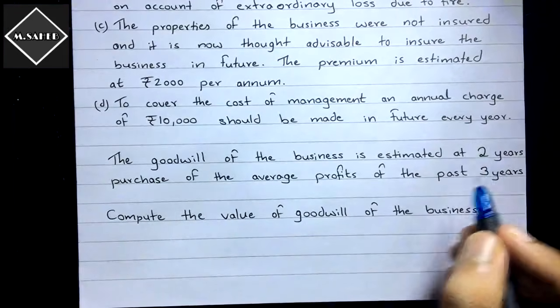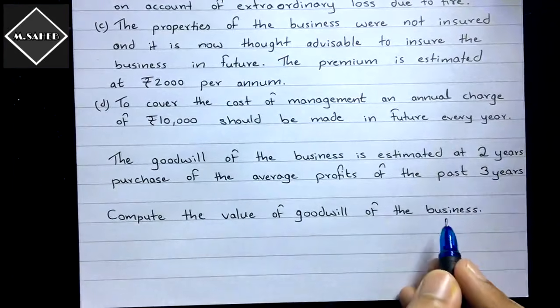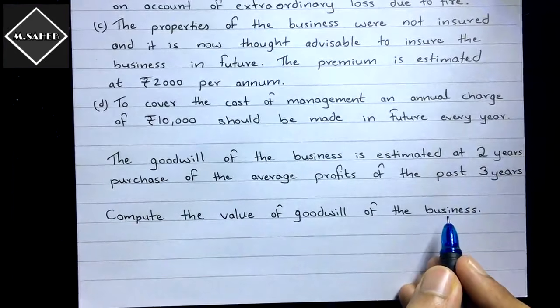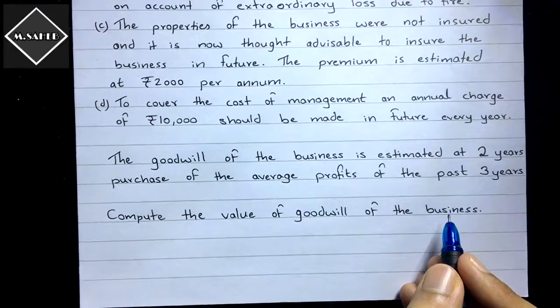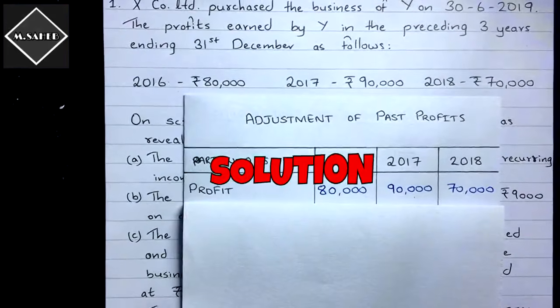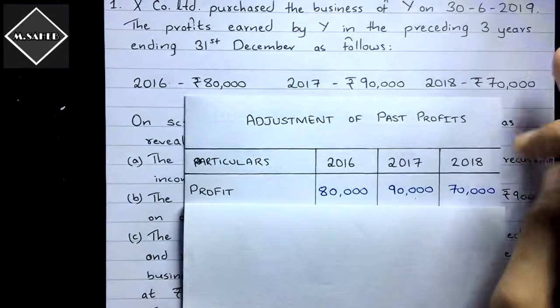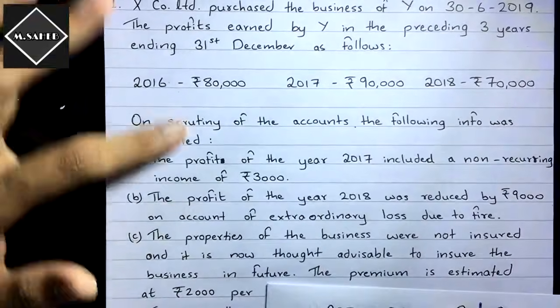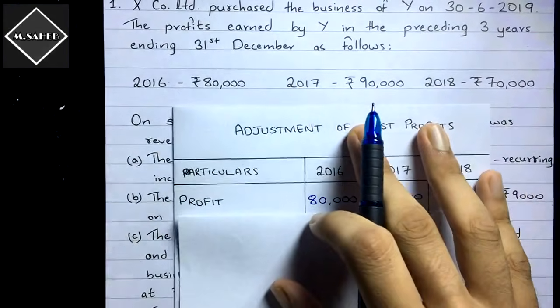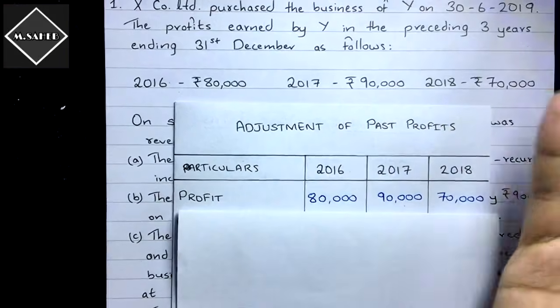Okay, now let's solve this problem. So they have said compute the value of goodwill of the business. So let's do that. Fine. So first we have to do the adjustment. Now first we have to adjust the past year profit, because in this question we have been given some adjustments here, right? So we have to do those adjustments first. We have to adjust the past profits for the future.